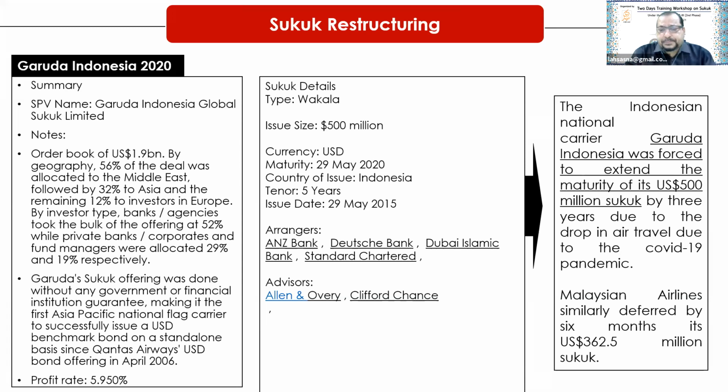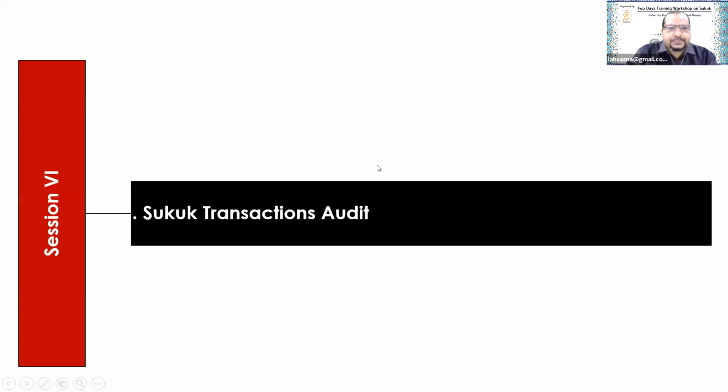Malaysia Airlines similarly also requested an extension of 6 months to pay the 362.5 million Sukuk. As you can see, this is very obvious when it comes to the business of airlines because of the COVID-19 situation.